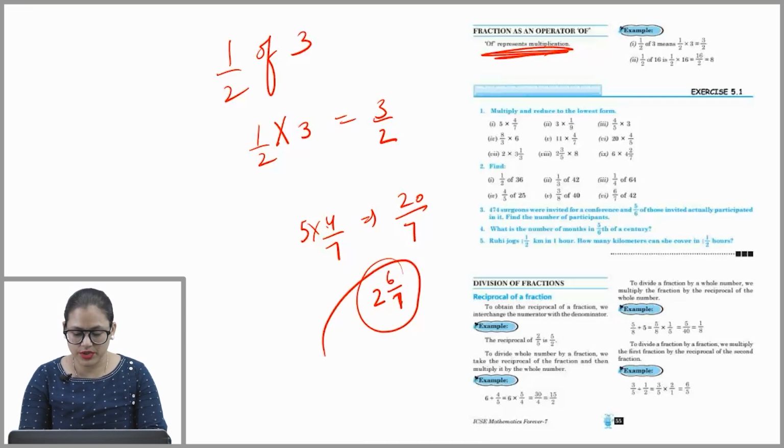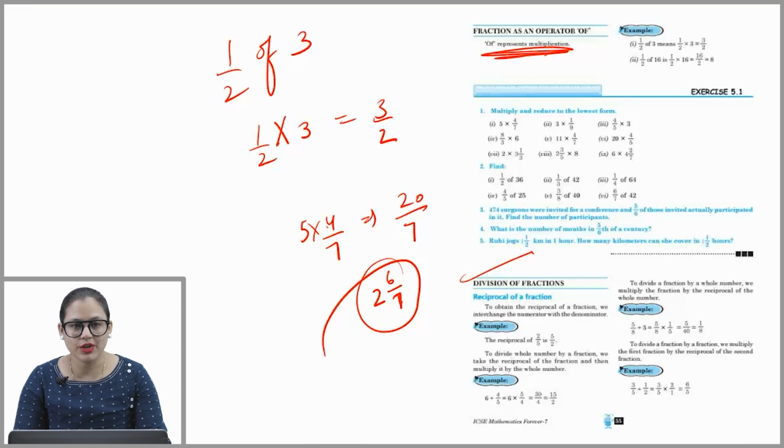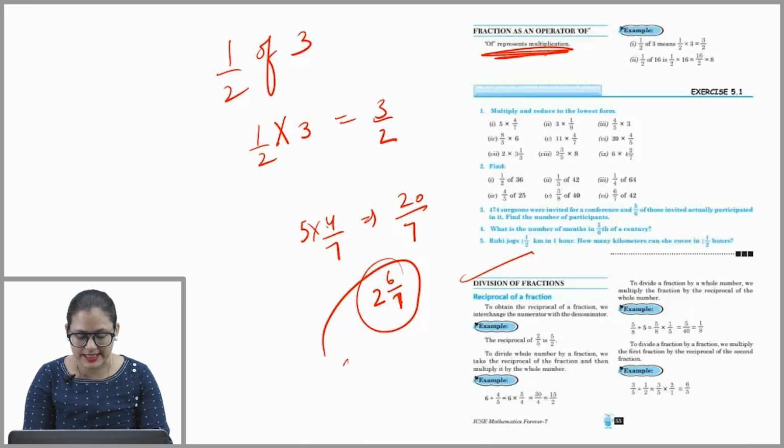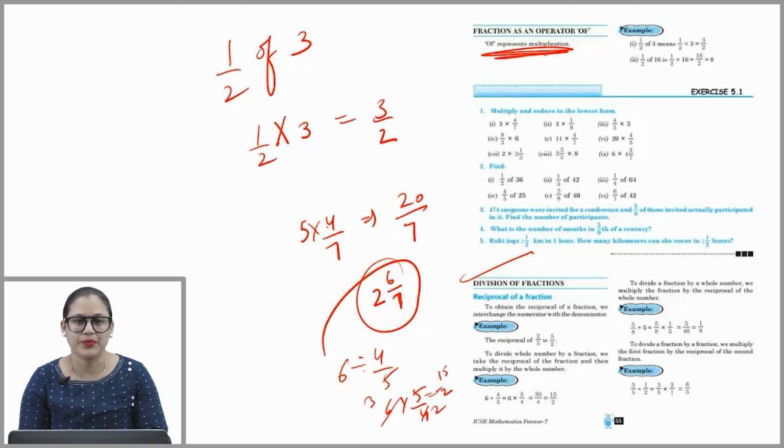Next, division of a fraction. Reciprocal of a fraction. To obtain the reciprocal of a fraction, we interchange the numerator with the denominator. Example is 2 by 5 is 5 by 2, okay? So, to divide a whole number by a fraction, we take the reciprocal of the fraction and then multiply it by the whole number, okay? Example, 6 divided by 4 by 5. So, 6 into 5 by 4, okay? And we can cancel it also, 15 by 2, right?